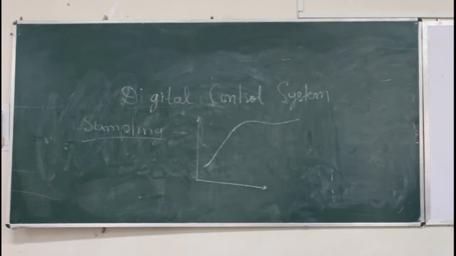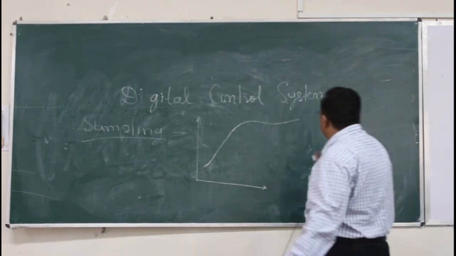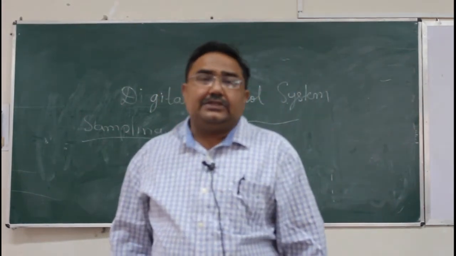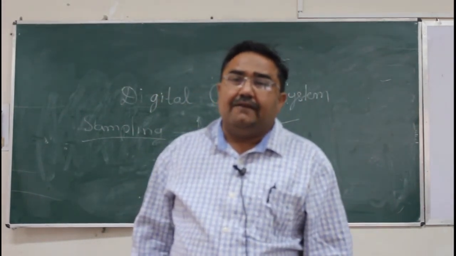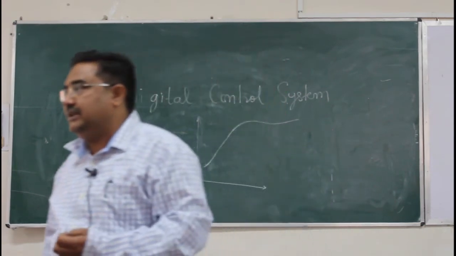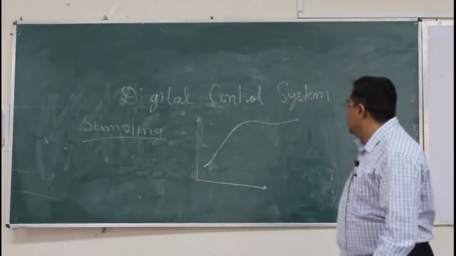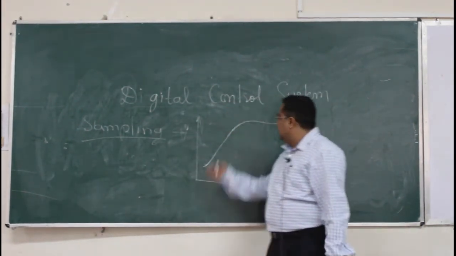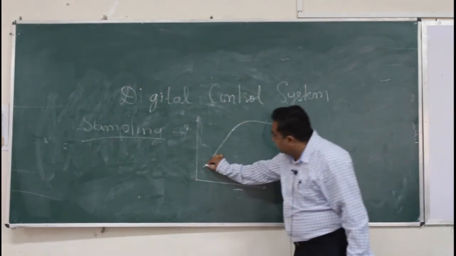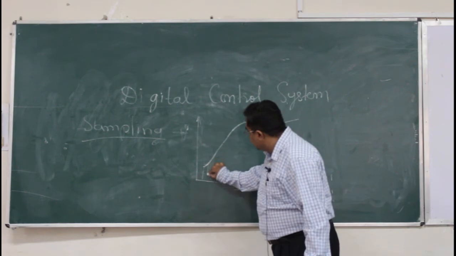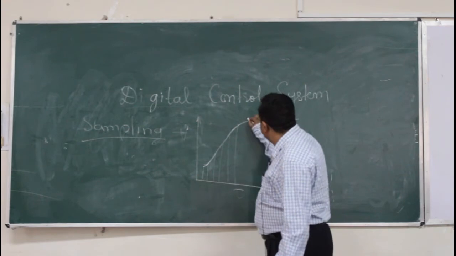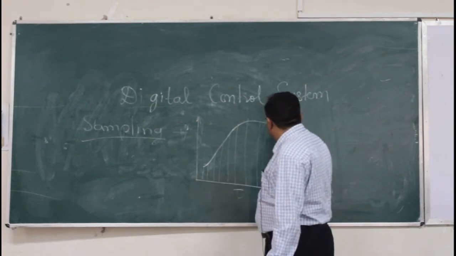The same concept has been borrowed in the control system also. They say that you have a continuous signal, then instead of using the continuous signal, why not we take samples of the signal? For example, suppose this is a voltage signal and this is your time axis, an arbitrary signal. I take this, then I take this, then I take this, like this way.